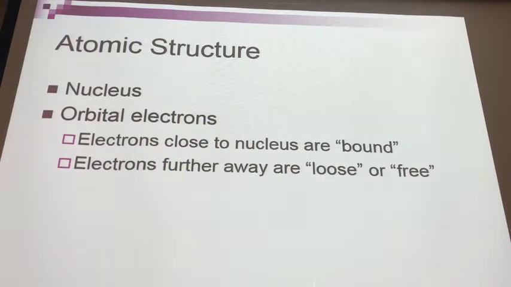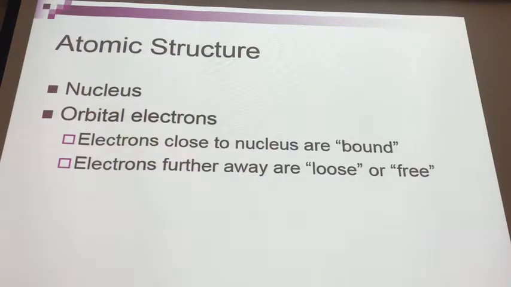Then you have orbital electrons, and depending on the atomic number of that atom, you're going to have a number of electrons. You can have something as small as hydrogen, which has one electron. And then you have stuff like tungsten, with 74, going in all different directions. And remember, the atom is mostly empty space. I tried to tell you that before.